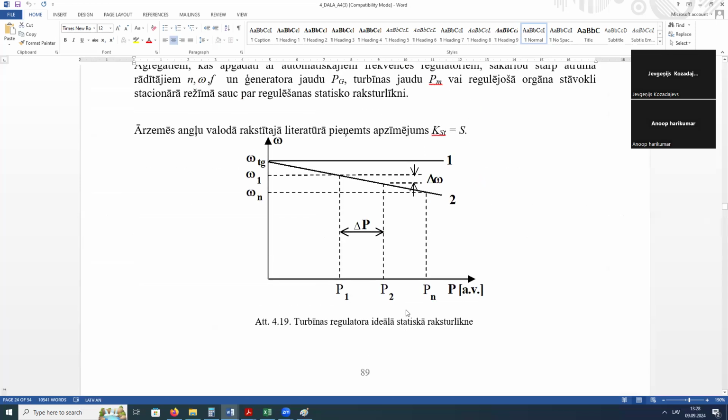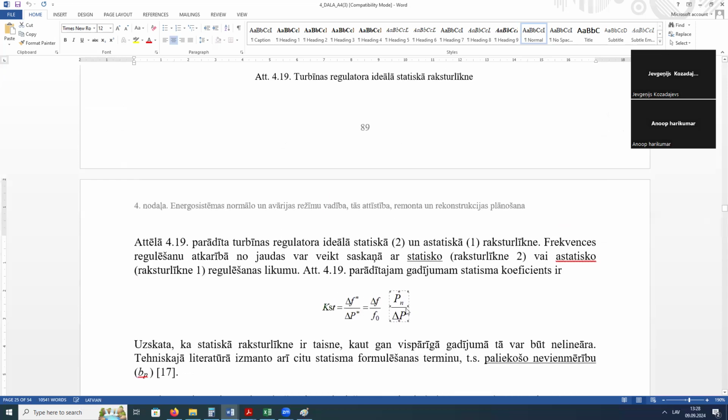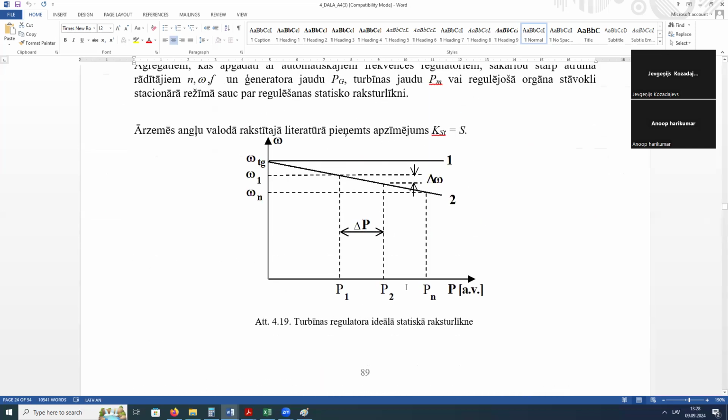So it shows how much less power the load will receive when we have a drop of frequency. This is the third very important part for the modeling: inertia, the time of reaction, statism, the regulation of the generator, and statism, the reaction of the load.